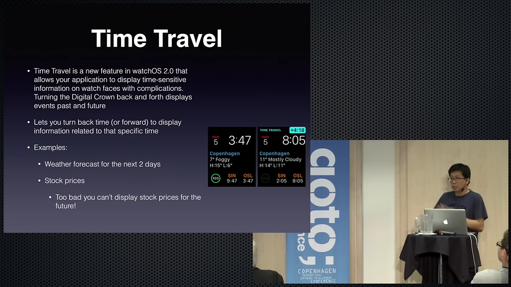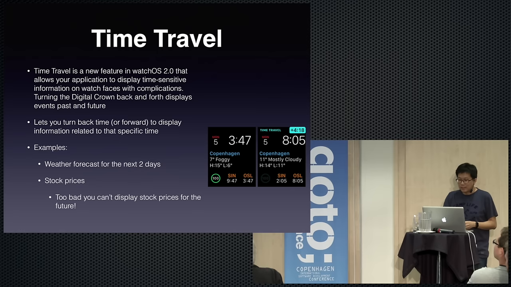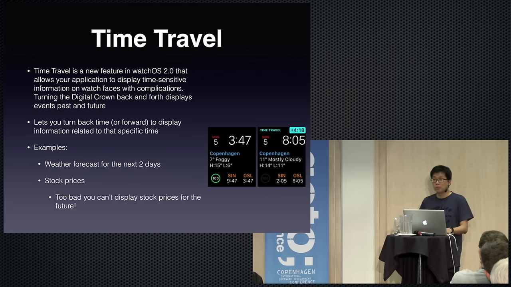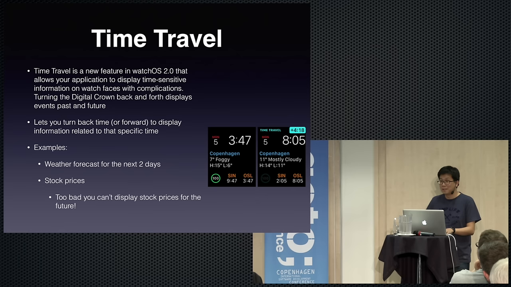So time travel is something new in watchOS 2.0. And the interesting thing is that as a developer, you can actually write applications to support time travel. And it lets you turn back time or fast forward. And some examples: weather forecast, so that you can display the weather forecast for the next 2 days if you want to. Stock prices.